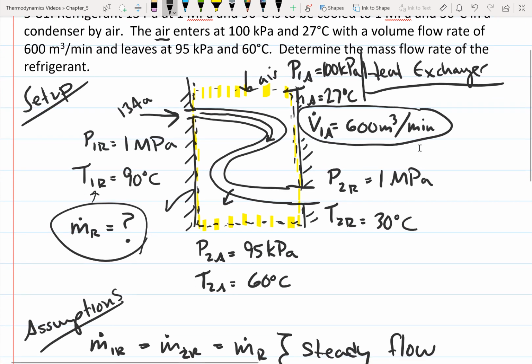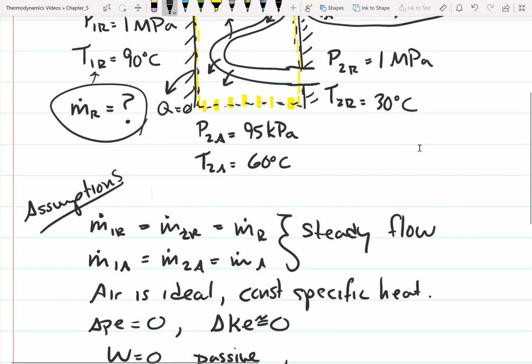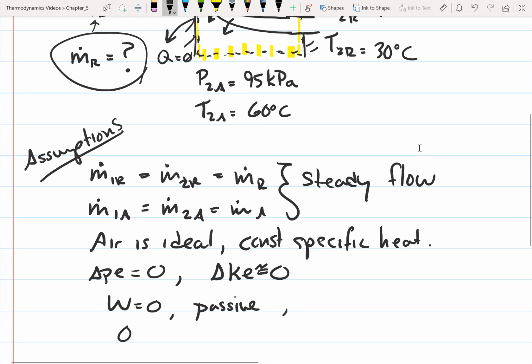So there's no heat transfer here, so Q is 0. This can be a little bit confusing because there is heat transfer from the refrigerant to the air, but since that's inside our system, we don't need to consider that in our full energy balance. So we're going to say that Q is equal to 0 because we're assuming the heat exchanger is well insulated.